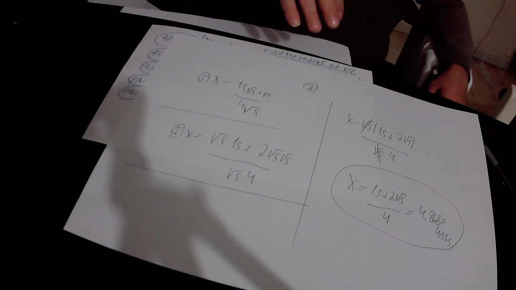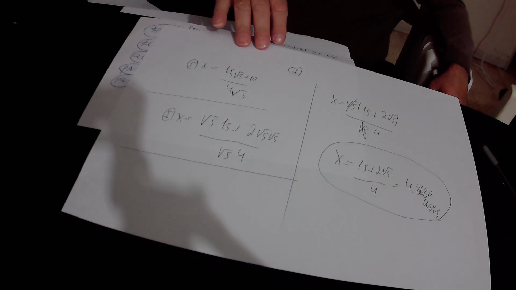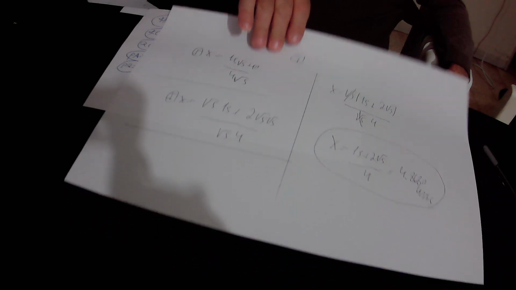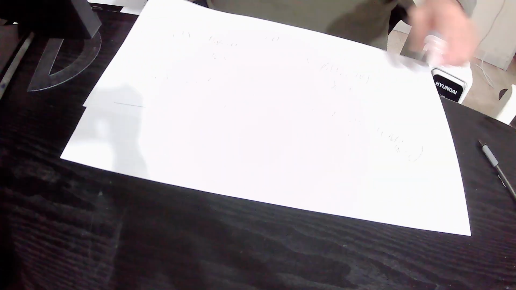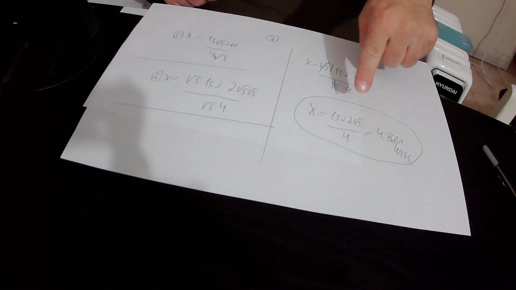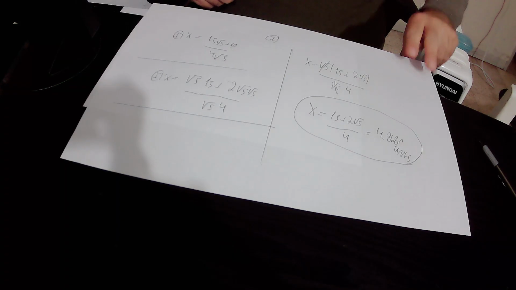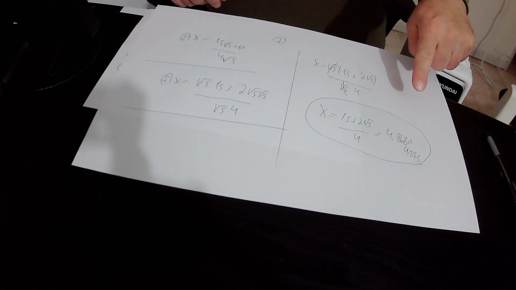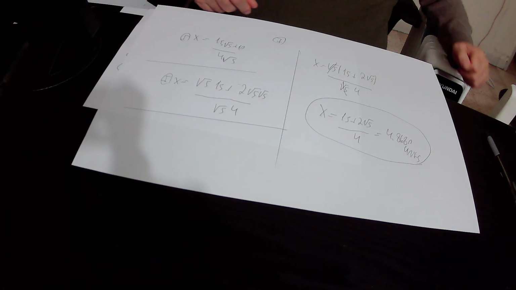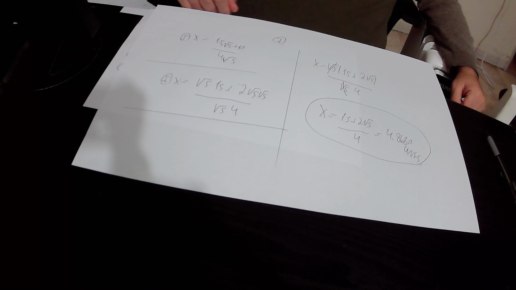And finally we found out that x, that is the radius of the semicircle, that is the radius that we are looking for, equals either 15 plus 2 times square root of 5 over 4 units, or in terms of numbers, the radius of the semicircle x equals 4.8680 units. Okay? Thank you very much.